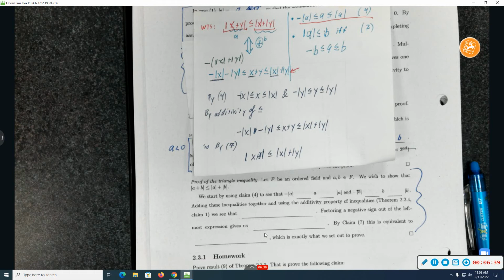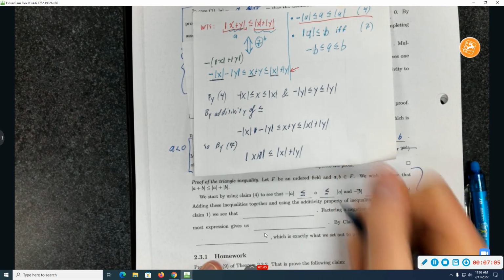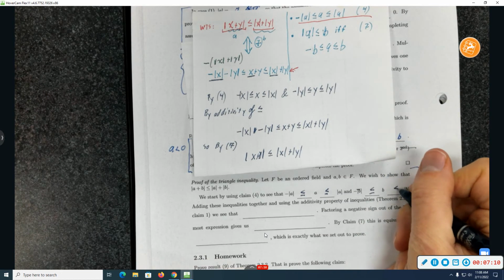All right, proof of the triangle inequality. Let F be an ordered field, a and b be in F. We have to show that absolute value of a plus b is less than or equal to absolute a plus absolute b. The first thing we did in that sketch is, well, I guess it was the last thing when we were pre-sketching, but the first thing in the actual argument is by claim 4, we have some inequalities about a and plus or minus absolute a, and b and plus or minus absolute b.